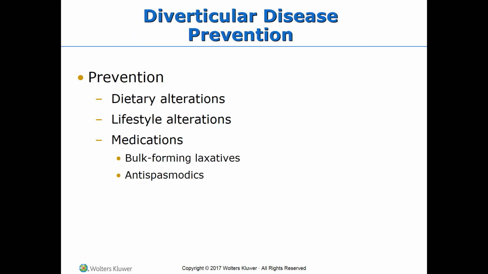Prevention is the best treatment. So the immediate treatment will be having dietary alterations that prevent obstruction of this diverticulum, and also lifestyle alterations that promote better toileting than the person might have had before. Medications that are both bulk-forming laxatives and antispasmodics as well will help.